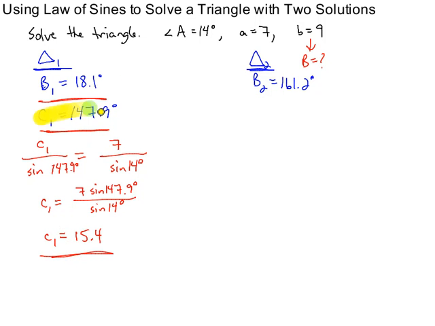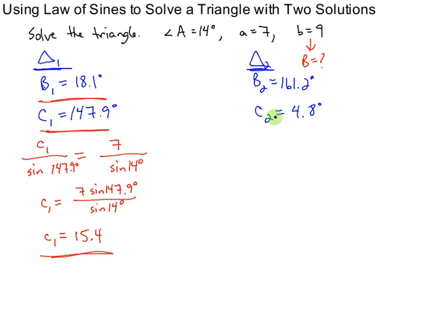For example, the largest angle is opposite the largest side. The smallest angle is opposite the smallest side, and the angles add up to 180 degrees. Let's come over here and do the same thing for triangle 2 and see if it's a possibility. C sub 2 would be 180 minus the 161.2 minus the 14, and we get 4.8 degrees in this case.